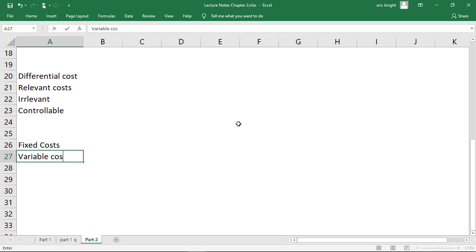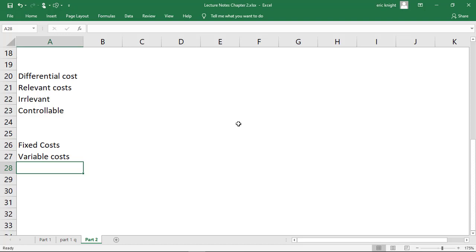Variable costs are going to go up or down depending on how much you make or sell, right? So for example, the more cars you make, the more steel you use. That's a variable cost. The cost is going to increase because the cost of steel increases because you use more of it. So the more cars you make, the more steel you use. That's a variable cost. It varies by volume of cars you make.